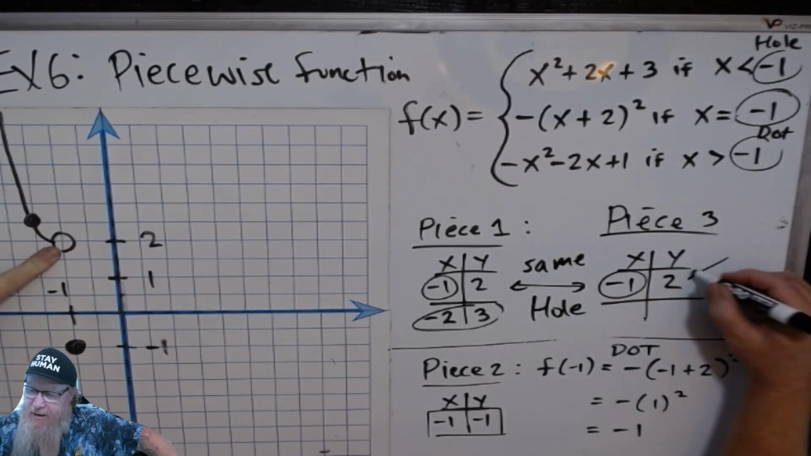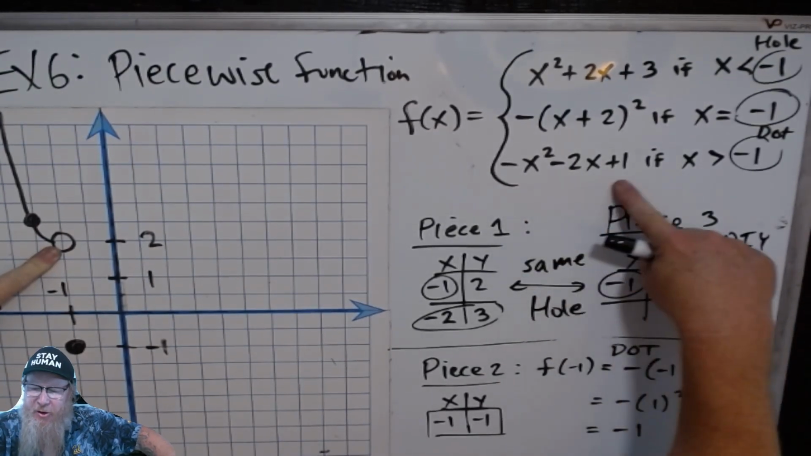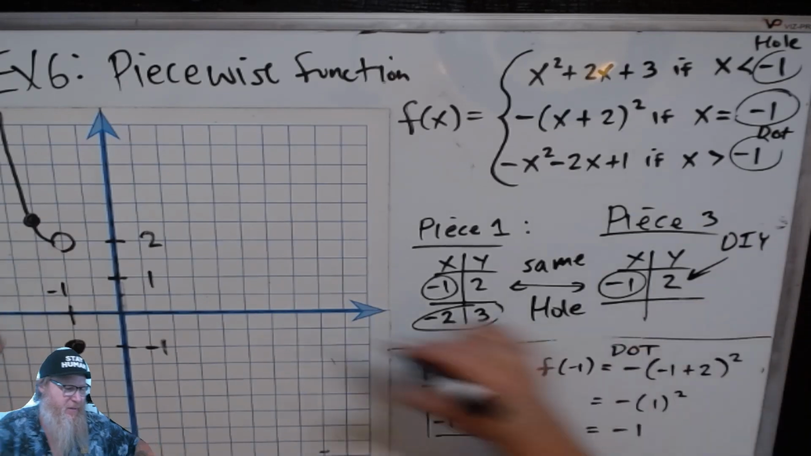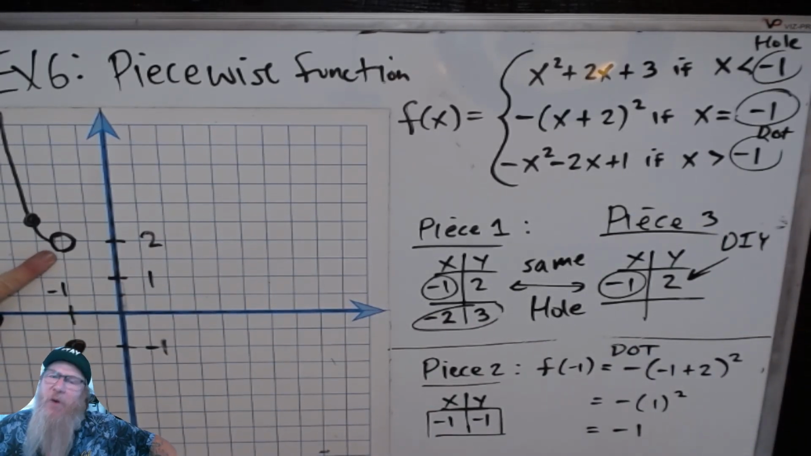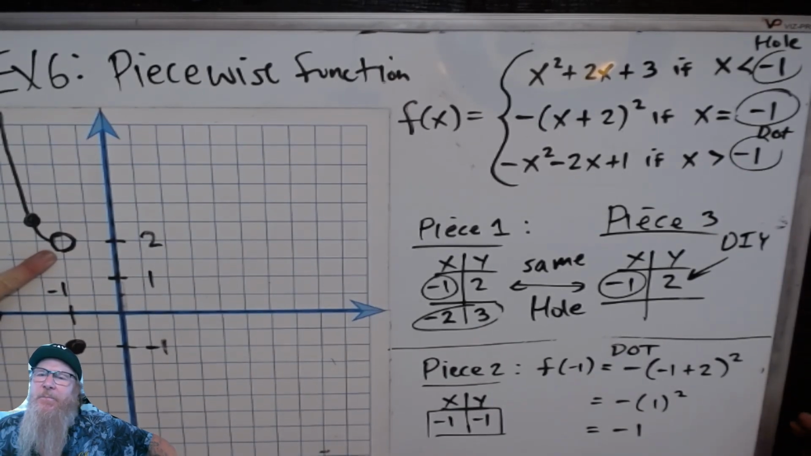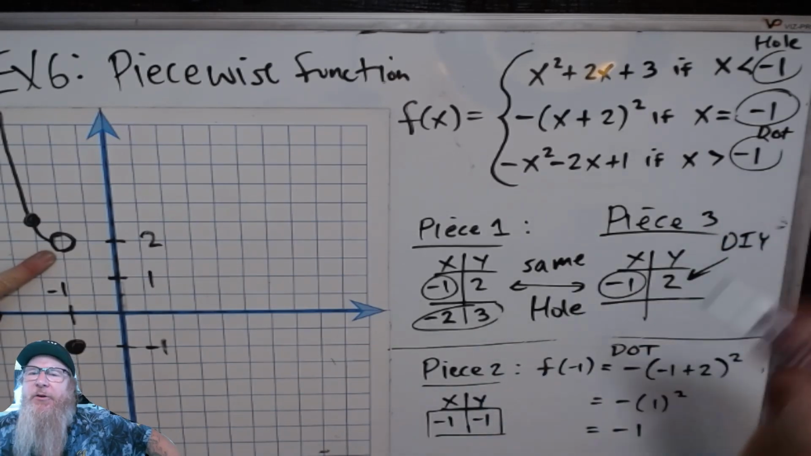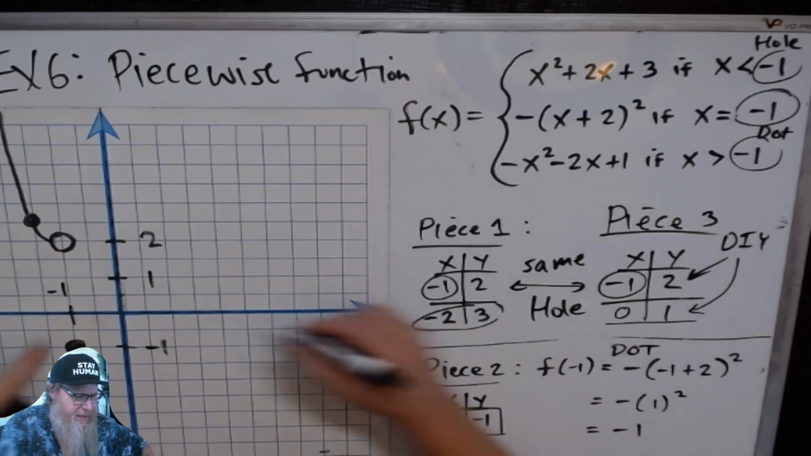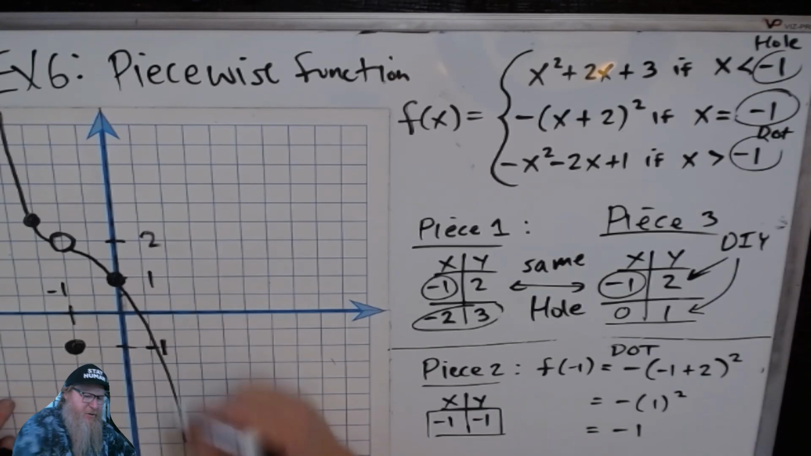All right, DIY. In other words, take this third piece here and plug in -1, and you will still get 2. So you get another hole right here. Now, you don't have to put a hole twice. If you already have a hole, you already have a hole. All right. Now, in this third piece, I have to do another number greater than -1. So I'm going to do 0, and you're going to get +1. And so this is the rest of your graph.